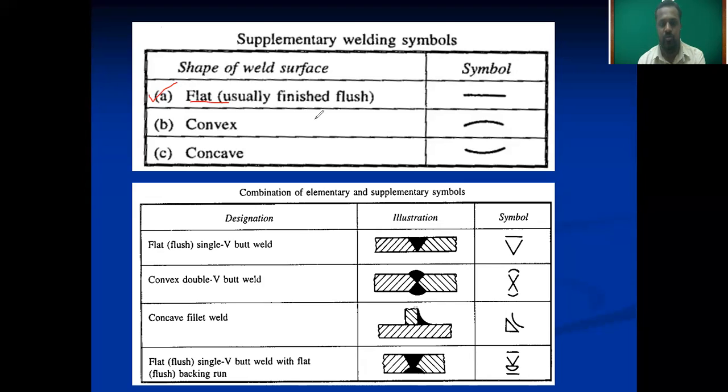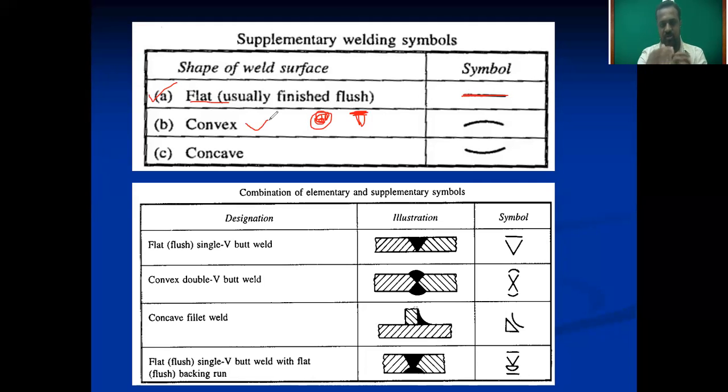Okay, suppose we have to make one welding like this or like this, and we have to show that the surface of that welding is flat. That time we have to use only one line. Okay, suppose we have to show the surface of that welding is in a convex manner.